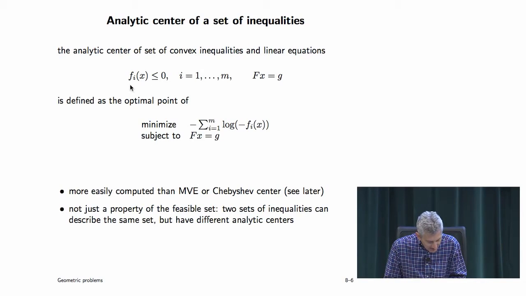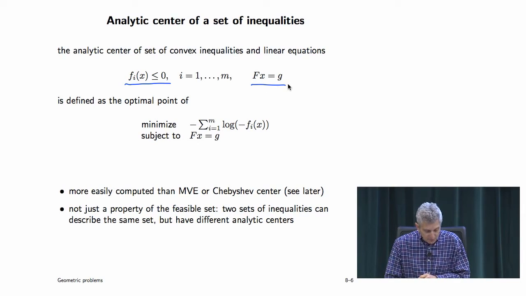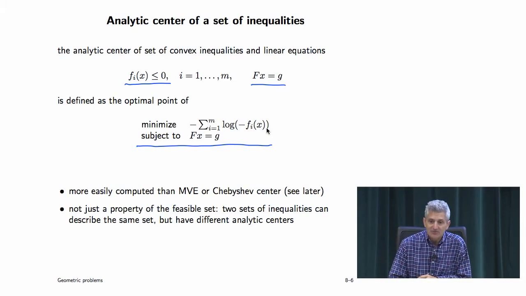Suppose I have a set of convex inequalities and equalities. Then I simply form the following problem. I minimize the sum of the logs of the minus f_i. Minus f_i has a perfect interpretation. It's the margin in the ith inequality, because the third inequality says f_3 has to be less than or equal to 0. So if f_3 is minus 2.1, you have a margin of 2.1. So these are the margins here. Positive means you're in the interior of the set, well, relative interior because of this.